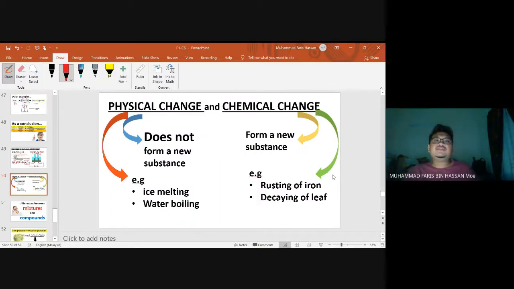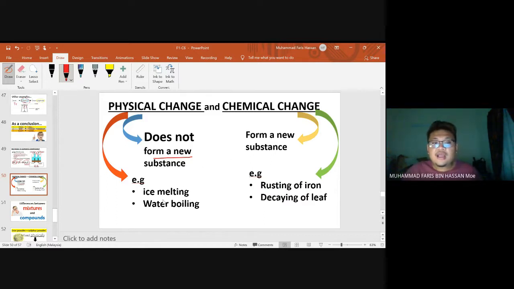Now we proceed to the physical change and chemical change. So what is the difference between physical and chemical change? For a physical change, it does not form a new substance. During the physical process, it is still the same substance. So that's why it does not form any new substance.